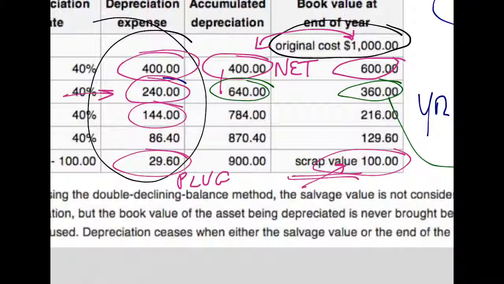That's how you do double declining balance method of depreciation. And as I said, I just wanted to go through that for purposes of further elucidation. I'm sure it's in your text, and now you can approach the homework assignments with confidence.